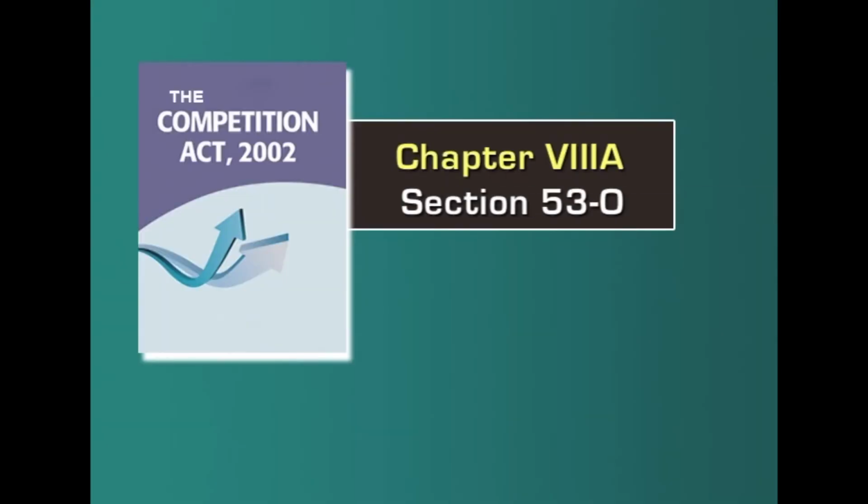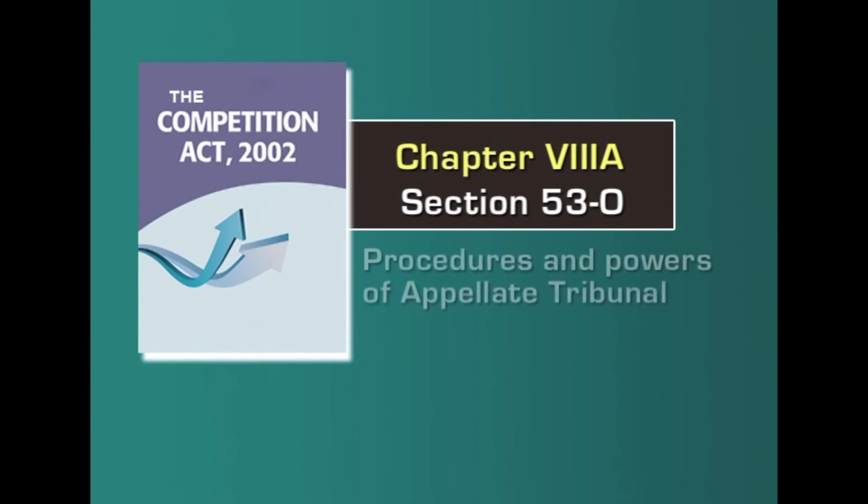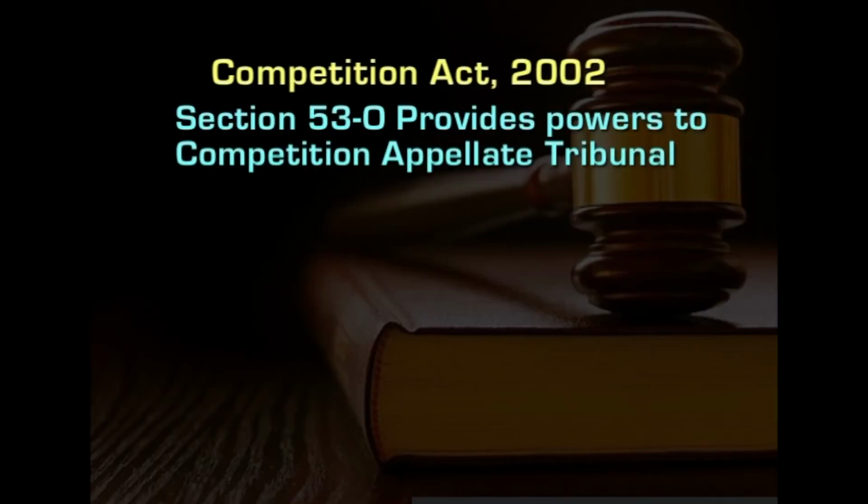We are moving on to the next section, that is section 53O, which deals with the procedure and the powers of the Appellate Tribunal while discharging its functions as a Competition Appellate Tribunal. It says the Tribunal shall not be guided by the provisions of CPC, but it shall be guided by the principles of natural justice and shall have the powers to regulate its own procedure. For your understanding, let us understand the procedure to be followed as stipulated under the section. Section 53O provides powers to the Competition Appellate Tribunal.